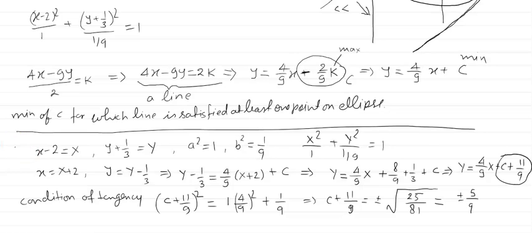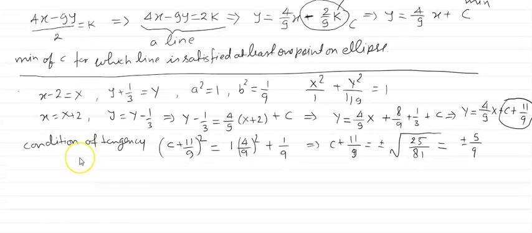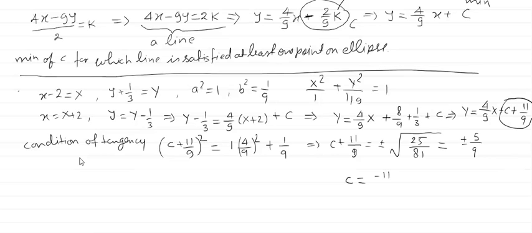Now we have to find the value of c. The value of c will be equal to minus 11 by 9 plus minus 5 by 9. But we are interested in the least value of c, so for that we will take the negative sign. For the negative sign, c is equal to minus 11 by 9 minus 5 by 9, so this is minus 16 by 9. So this is the least value of c.